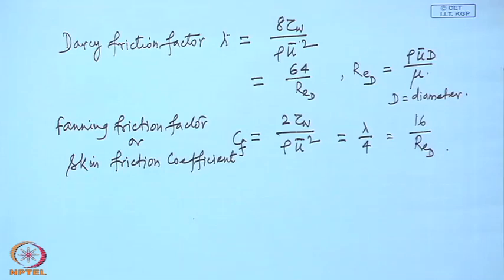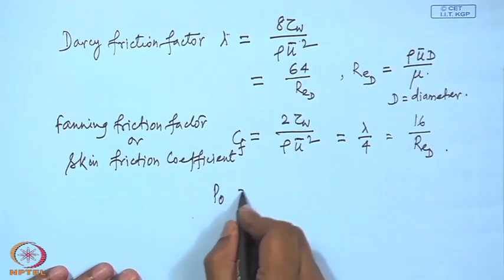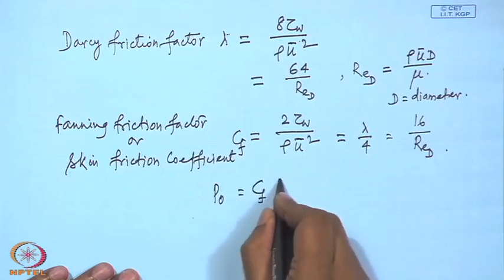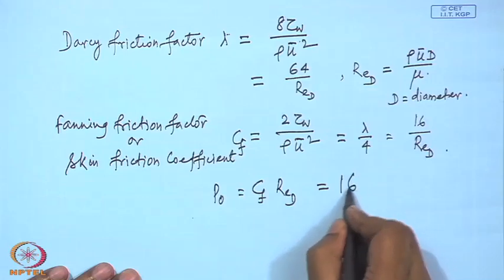And often the product of the skin friction coefficient and this Reynolds number based on diameter, Re_D, the product of these two is called Poiseuille number. Poiseuille number Po is this Cf into Re_D, and this of course in this case is becoming 16.